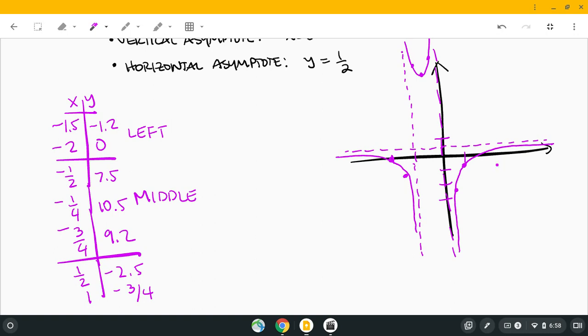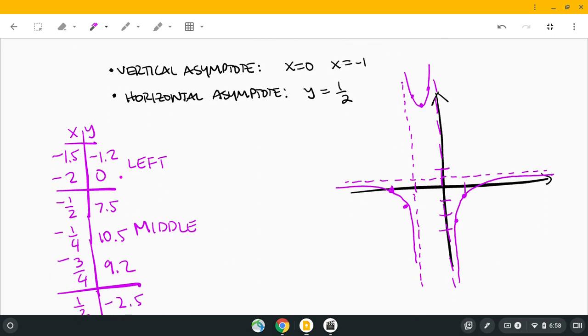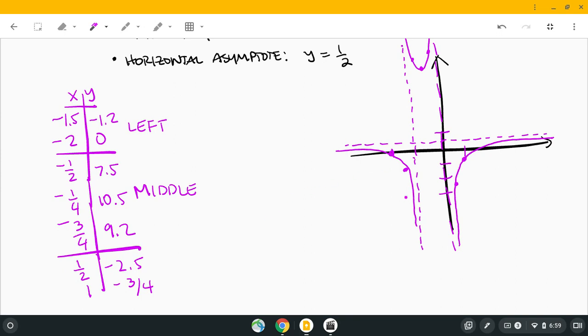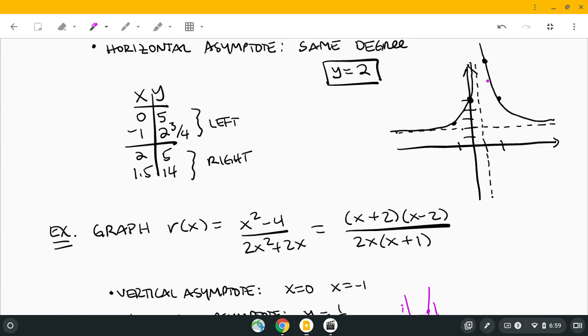That is basically how you do the graphs of rational functions. It'll take some time because you're going to be making a table of values to figure out the behavior, especially if you have a middle area like this, it will take longer. But if you just have a left and a right, it's not so bad. If you have any questions, make sure you message me. That does it for chapter 3.